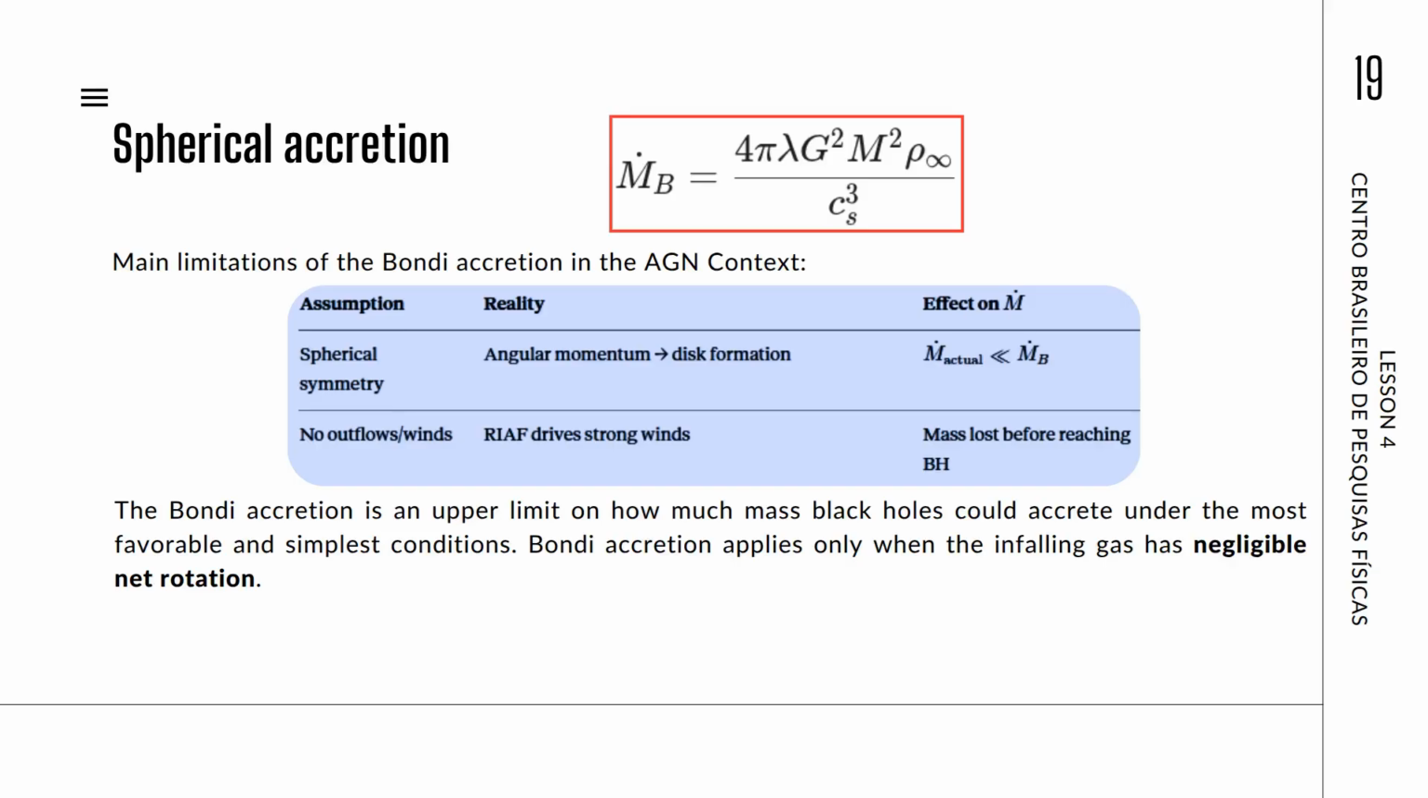And it also doesn't take into account the black hole winds. We can have winds launched especially by RIAF systems where the accretion is low. We can have these winds, but this is another story. So the Bondi accretion rate serves as an upper limit on how much mass black holes could accrete under the optimal conditions. Okay, everything clear?